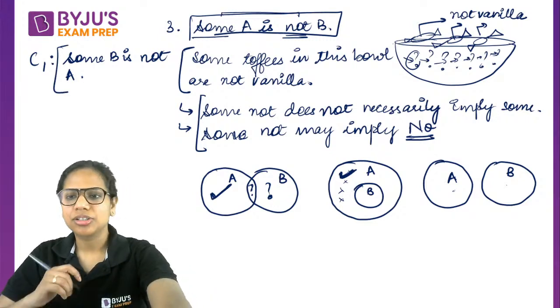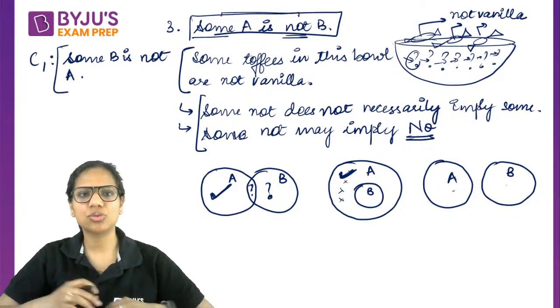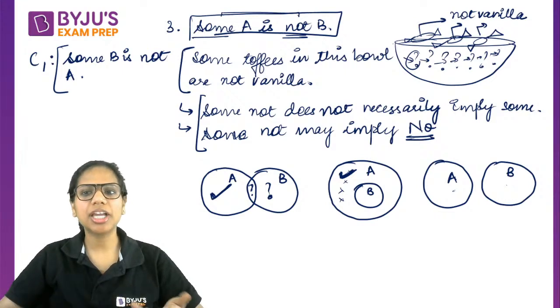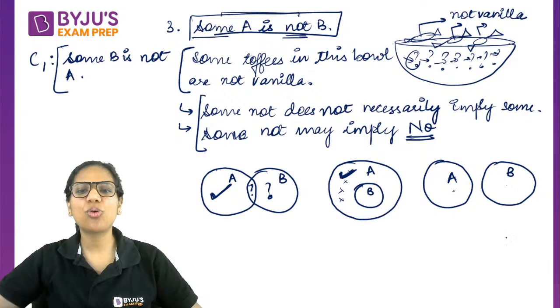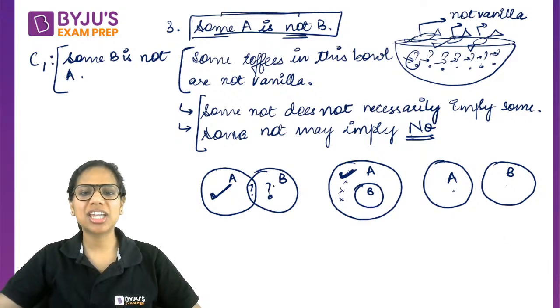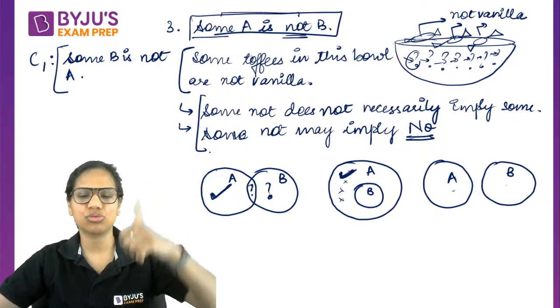So here Rishikesh is saying yes, you can say some B is not A. Again, see, how do we check if something is true for sure or not? We look at all the possibilities. So here, yes, this part is correct that there is a part of B that is not A. So some B is not A is true.